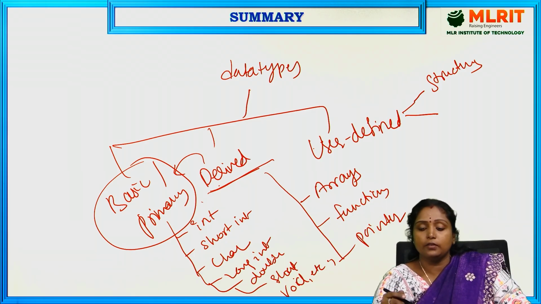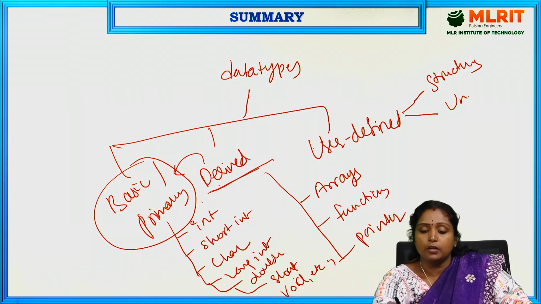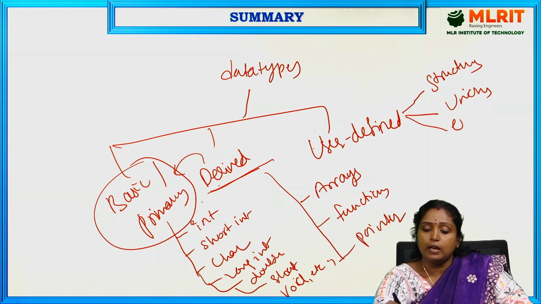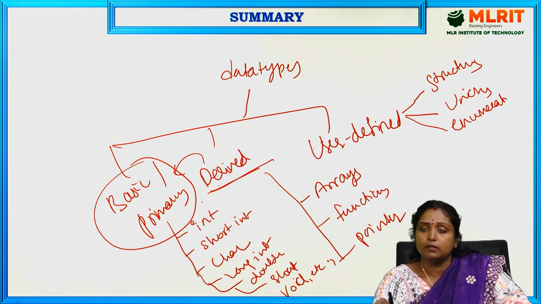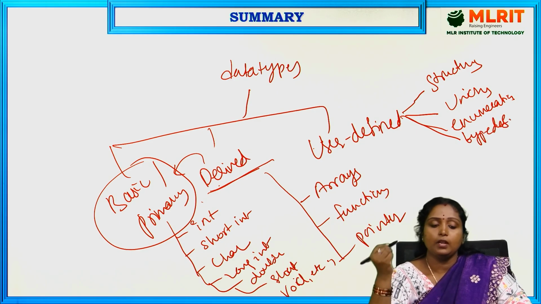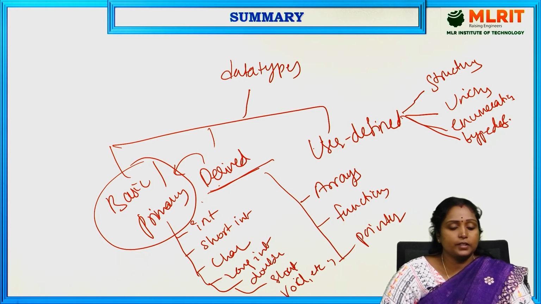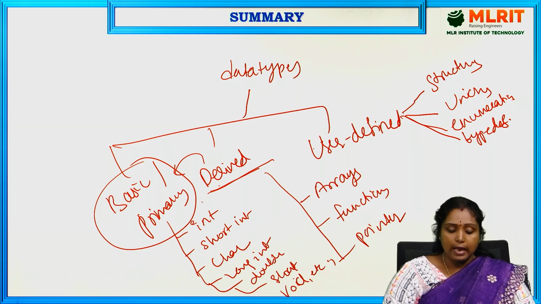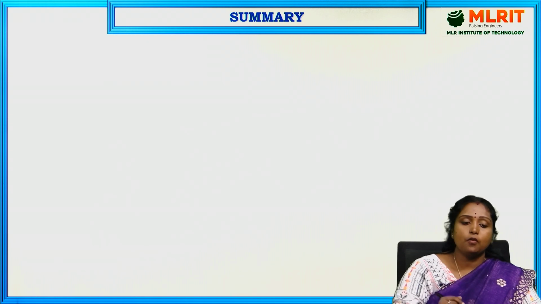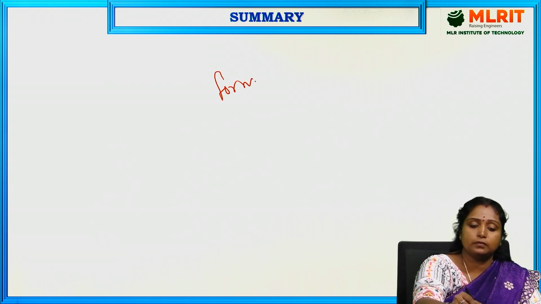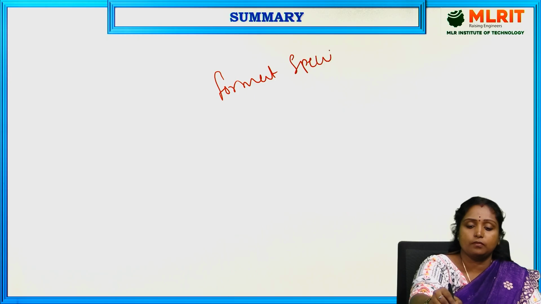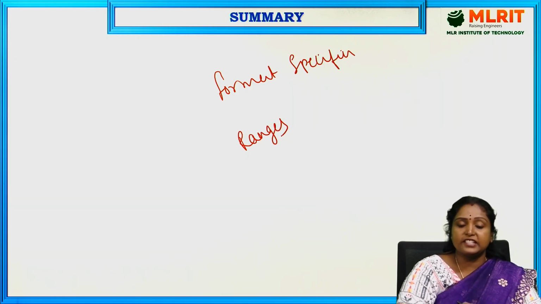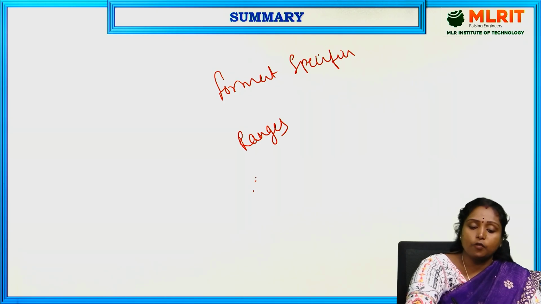Here in these user defined data types, we have structures, unions, enumerations, as well as typedef. These are the 4 that come under user defined types, and these are the types of data types we have seen in this session. And we have seen what a format specifier is, and what the ranges of each data type are, and what the size of each data type is.